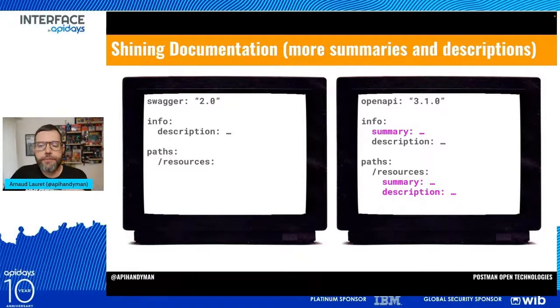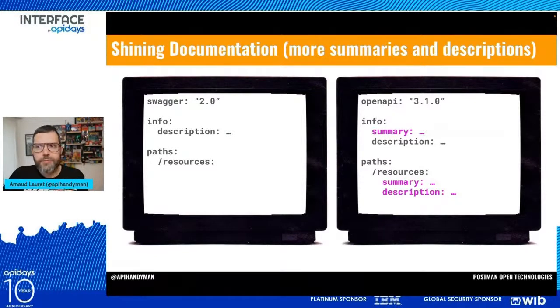With OpenAPI 3, we had summary and description added at the path level. So for /resources, I can put a summary and description, just like we had in operation. And with 3.1, a summary has been added in the info.